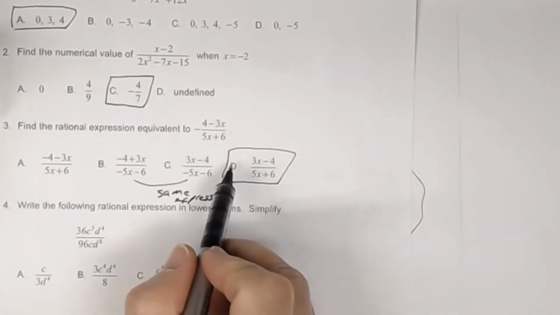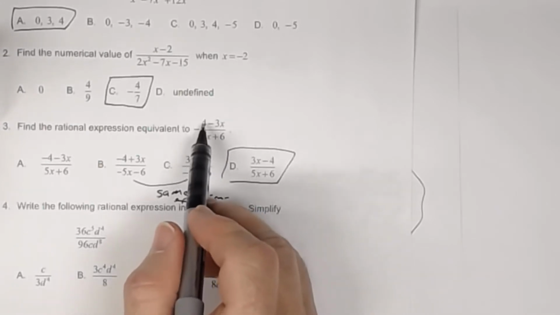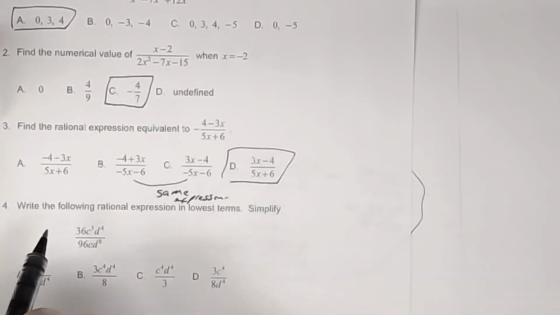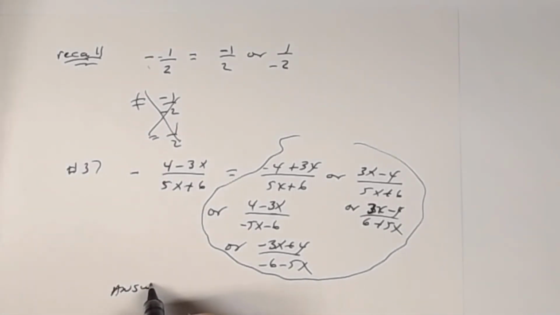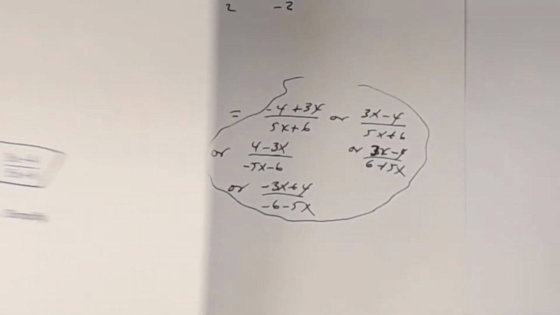So notice the choice they made was to take the opposite of the numerator. The opposite of 4 is negative 4. The opposite of negative 3x is positive 3x. All right? So the answer for 3 is D. Okay, so let's look at number 4.